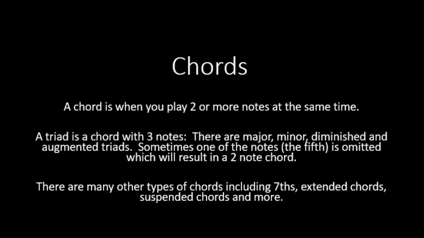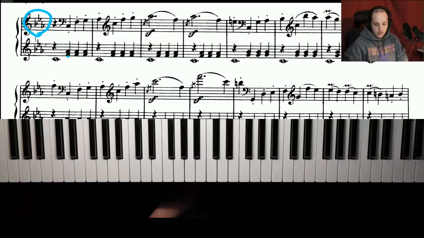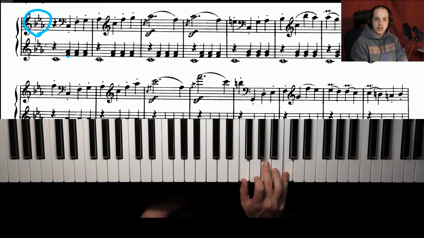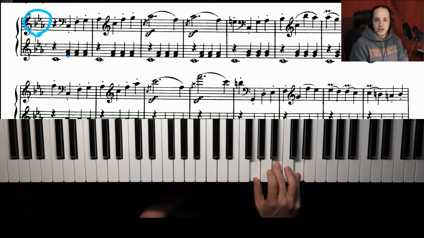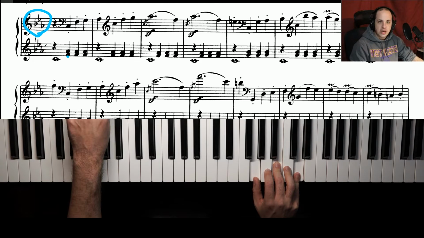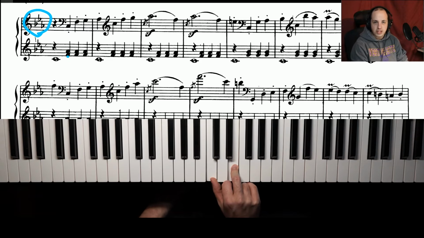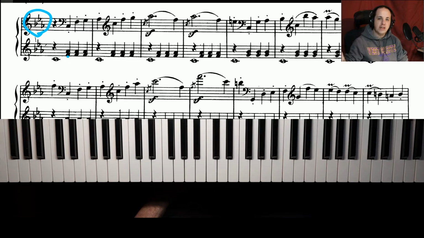Okay, so chords. I mentioned a little bit about chords earlier. A chord is when you play 2 or more notes at the same time. So let's take a look here. A chord on the piano will obviously look like this. There's a C chord, there's an F chord, there's a G chord, and so forth, all chords. Now, sometimes you can have a chord with only 2 notes, but that's not really a specific type of chord. That's just that you're leaving out one of the notes in the other types of chords we have.